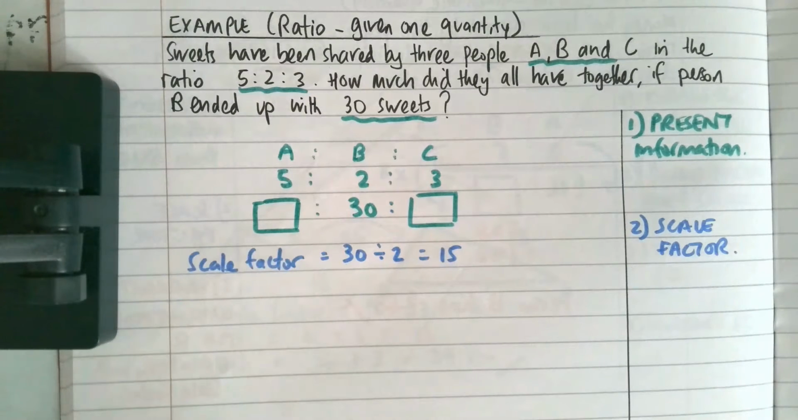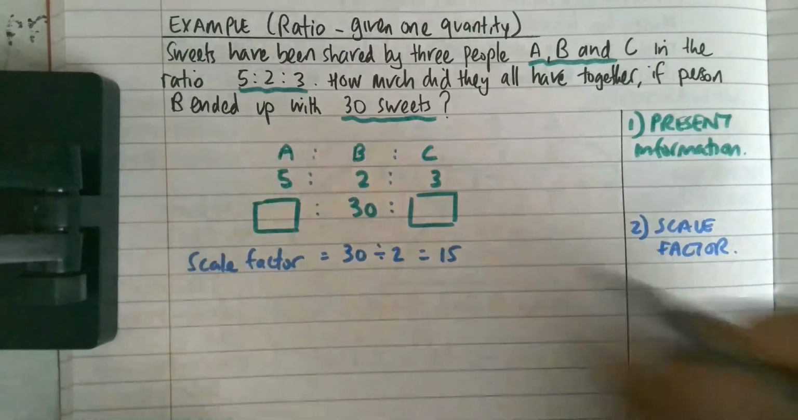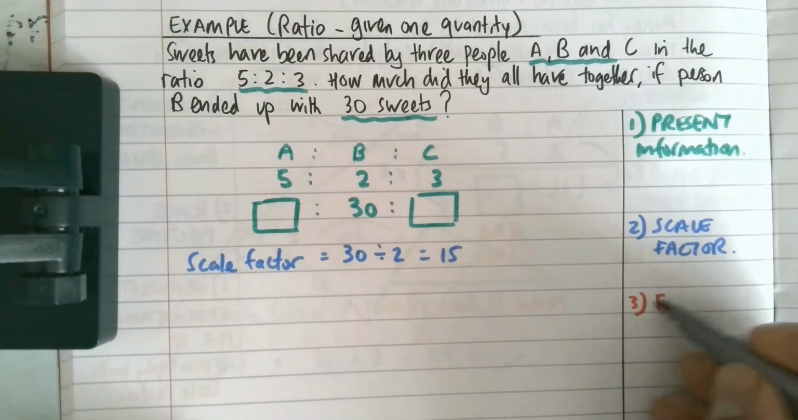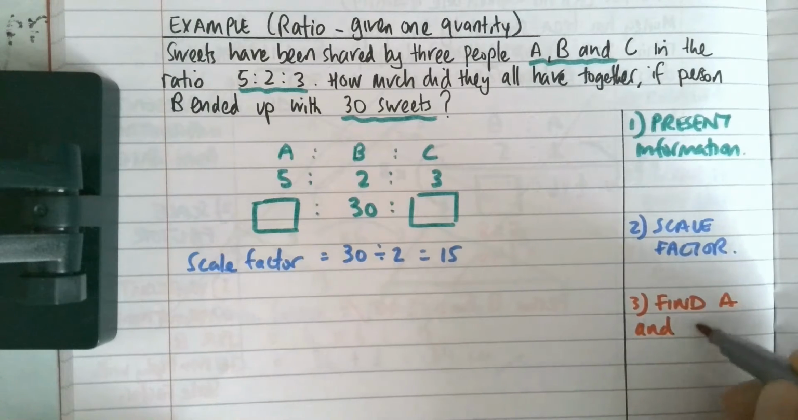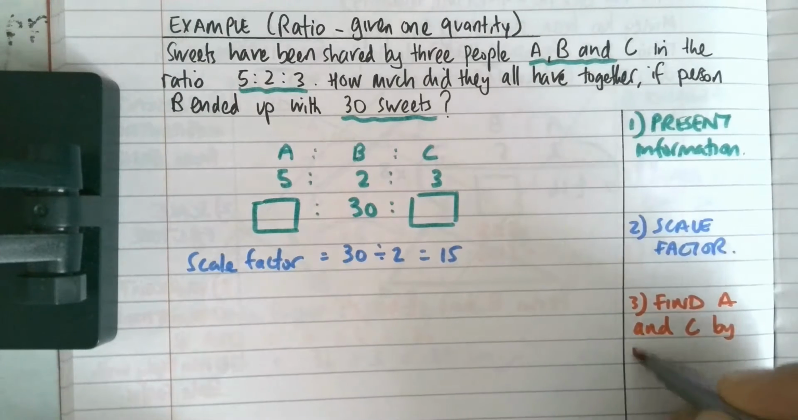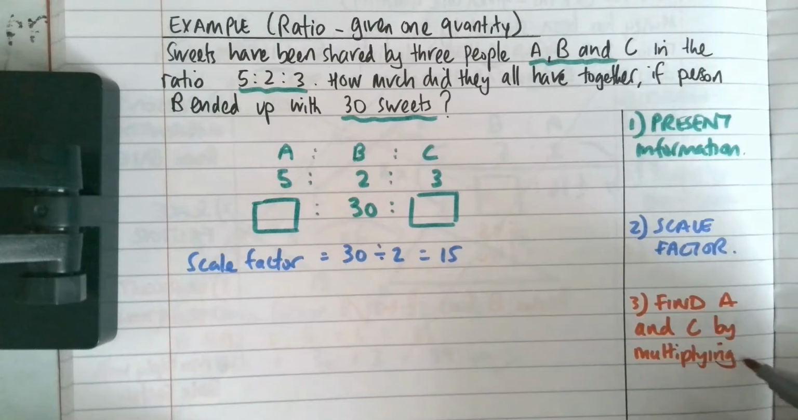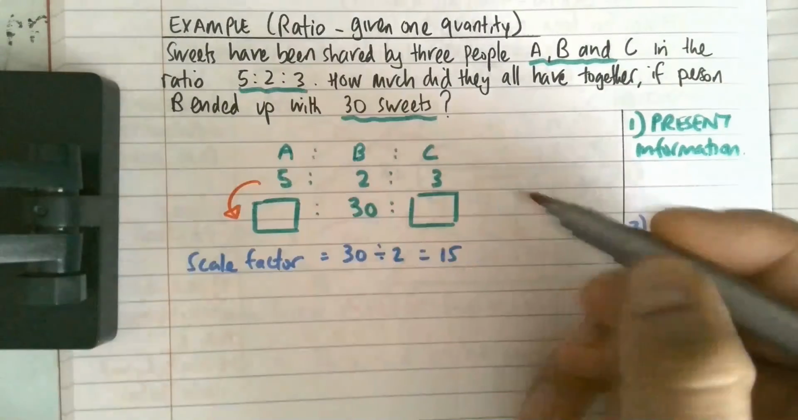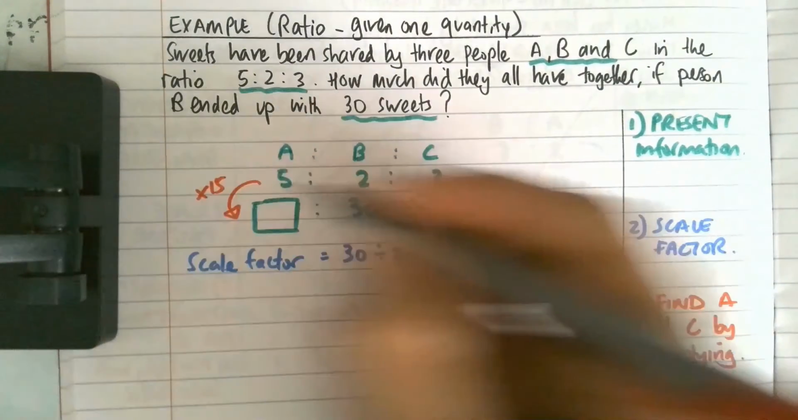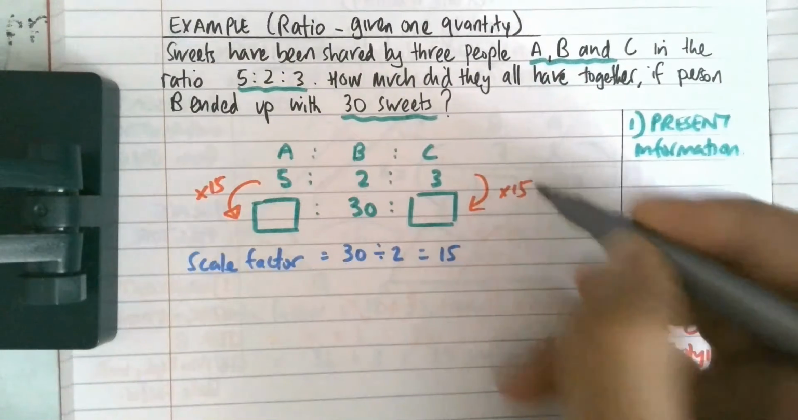And then we need to scale both sides, all parts of the ratio, up by 15, and that's going to allow us to find how many sweets person A has and how many sweets person C has. And we're going to do that by multiplying our initial ratio by 15. So 5 times 15 and 3 times 15. 2 times 15 has already given us 30, so we don't need to do that.